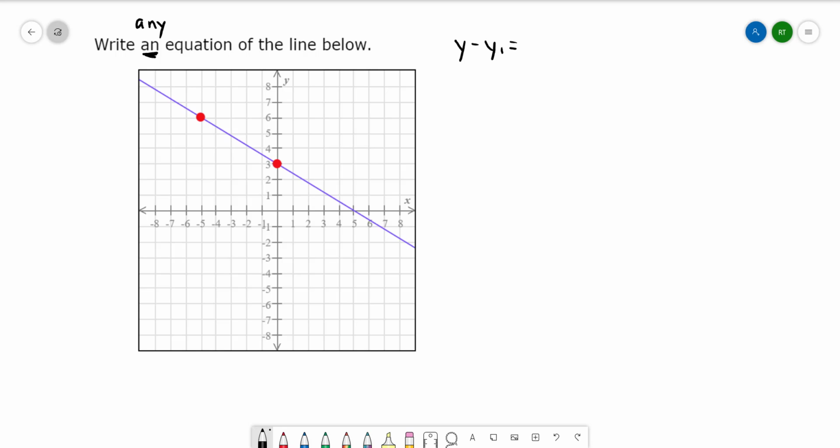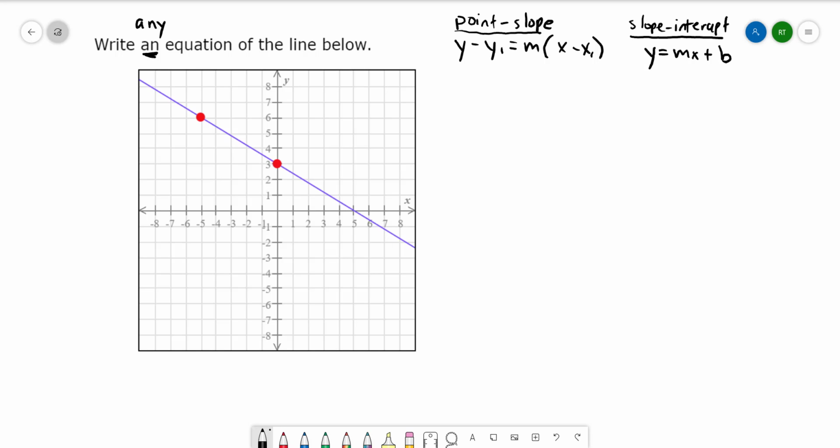Y minus y1 equals m parentheses x minus x1. This format is used if you don't know the y-intercept. Then we have the other format, y equals mx plus b. If you know the y-intercept, we're going to use this format. And just so you know, this is called point slope form, and this one is called slope intercept form.